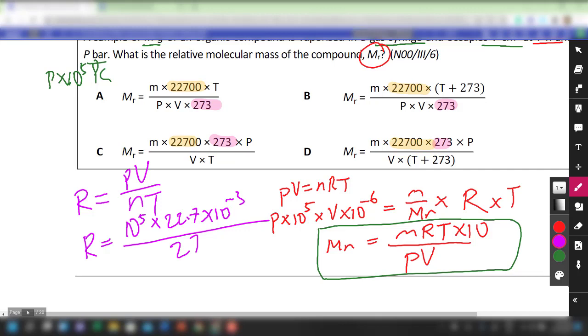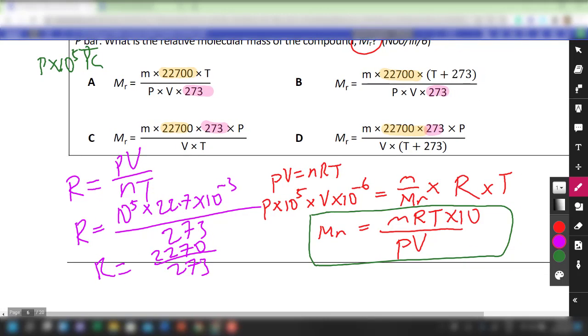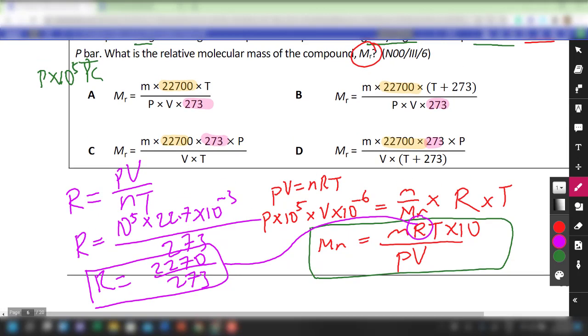If you simplify it, 10 to the power of 5 times 10 to the power of minus 3 is 10 to the power of 2. So that's 2270 divided by 273. Now you notice that if you substitute R in over here, you'll realize that 2270 times 10 is 22,700. So you should get 22,700 on top.